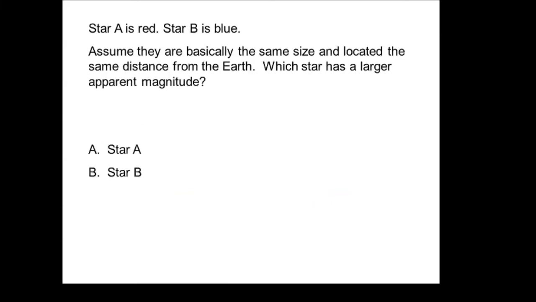All right, another question for you here. Star A is red and star B is blue. Assume they're basically the same size. And now we also want to say that they're located the same distance from the Earth. Which star would have a larger apparent magnitude? So think about this real hard first before you answer. Which star has a larger apparent magnitude?